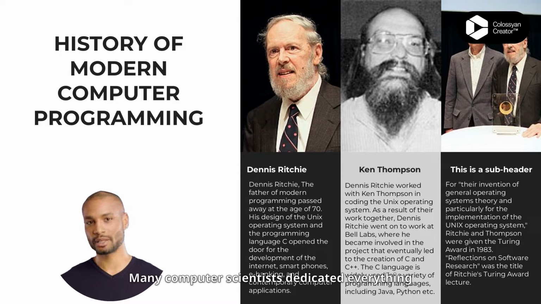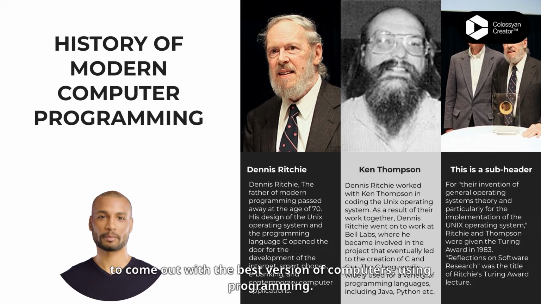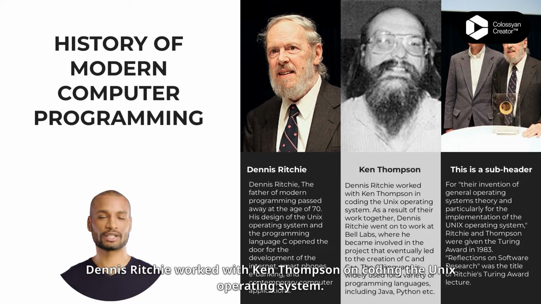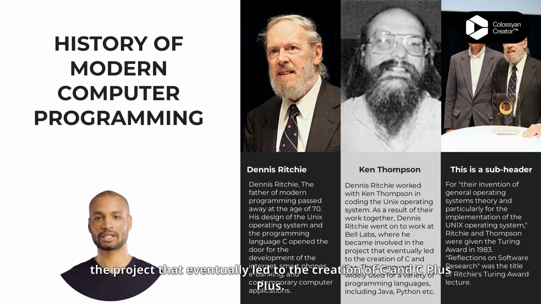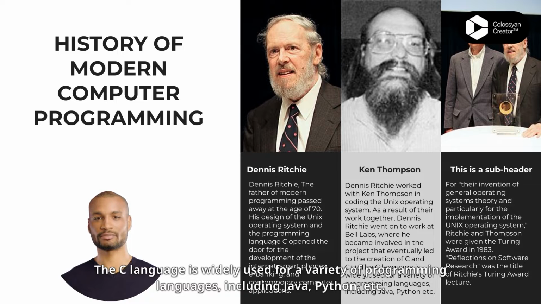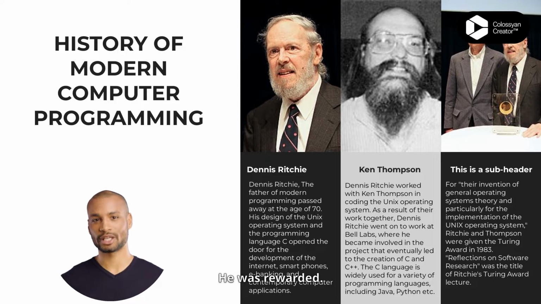In the early days of computers, many computer scientists dedicated everything to come out with the best version of computers, using programming. Dennis Ritchie worked with Ken Thompson on coding the Unix operating system. As a result of their work together, Dennis Ritchie went on to work at Bell Labs, where he became involved in the project that eventually led to the creation of C and C++. The C language is widely used for a variety of programming languages, including Java, Python, etc.